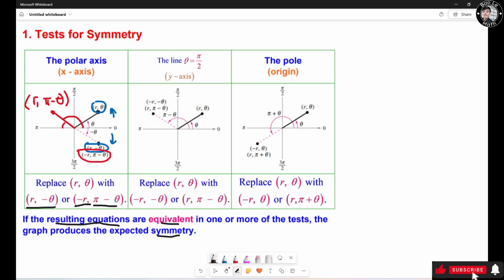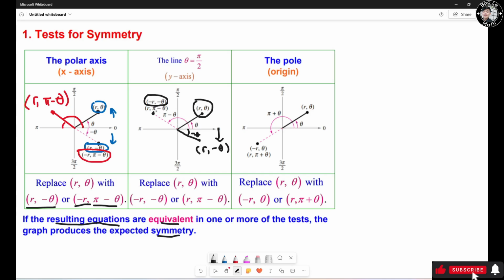Now, the second one, the line theta equals pi over 2, which is the y-axis. This point and this point are symmetric about the y-axis. The coordinate of the original point is going to be (r, theta). The symmetric point should be (negative r, negative theta). The reason why we have this one: we need to plot negative angle theta. It's going to be this one right here. This is negative theta, clockwise direction, and the coordinate point should be (r, negative theta).